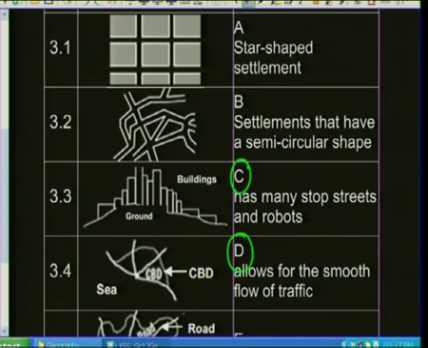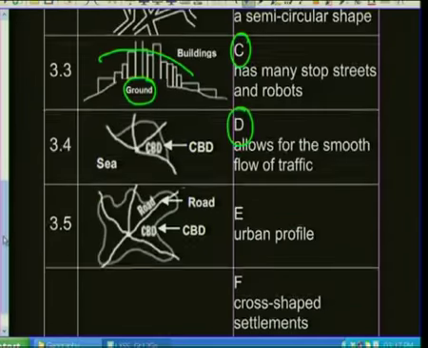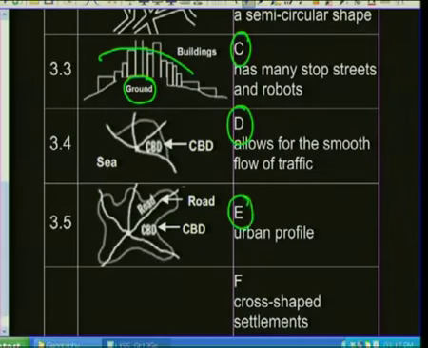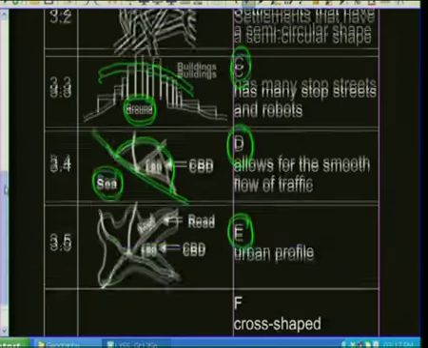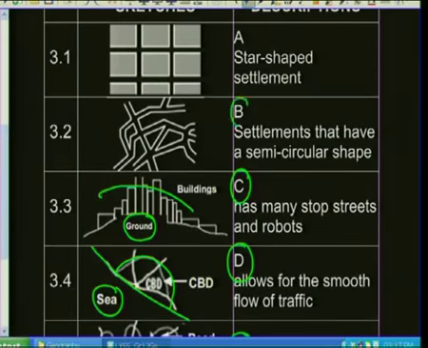Question 3.3 is a side view of the city. We've got the ground at the bottom, we've got the buildings at the top here. Side view means profile. That was an answer we saw earlier. Here it is, answer E, the urban profile. Question 3.4 asks us to take a look, and here we've got the sea with the coastline here, and the shape of our settlement is like this. Not quite a perfect circle, in fact only half of one. It's a semicircle, which we remember is up here, answer B, settlements that have a semicircular shape.